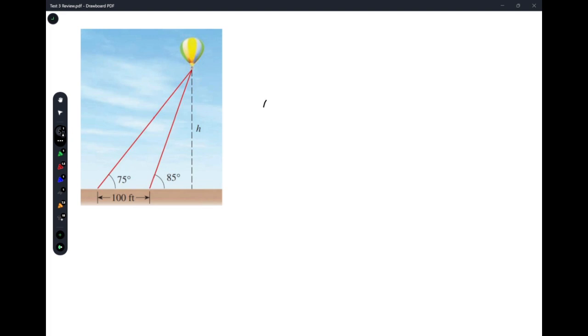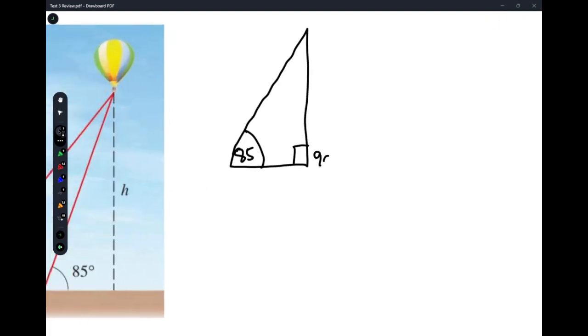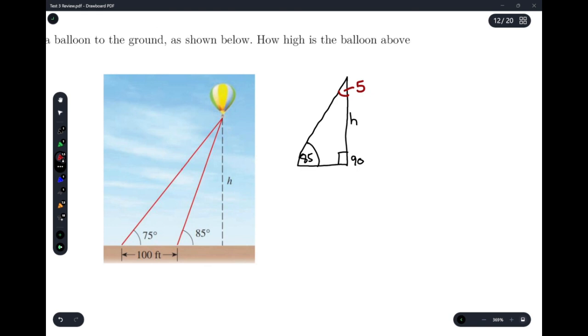All right, let's split up these triangles. Small one. 85. What else do we know? 90. What else do we know? H. What else do we know? We know one more thing. You're saying that's 5? We didn't know that. We had to solve for it. Right, we had to solve for it. But you can do that in your head, I think, because 85, you know what I'm saying. Yeah. Okay?